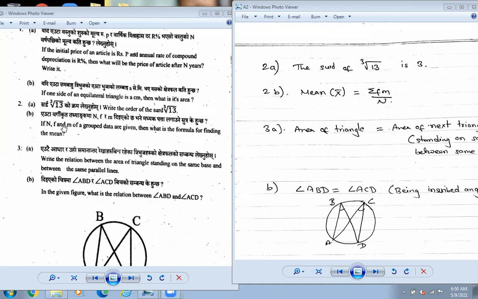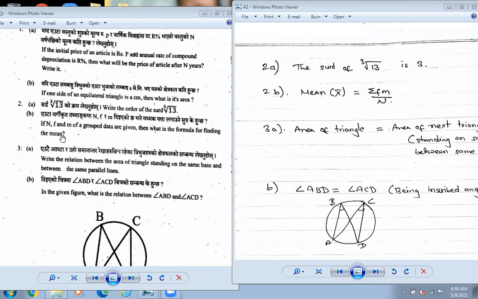Okay, so next one. So if n, f and m of a group data are given, then what is the formula of finding mean? Okay, so तिमीहरुको n term पनि दिएको छ, f पनि दिएको छ, m पनि दिएको छ भने so तिमीहरुको group data. Okay, so group data. So what is the formula of mean?